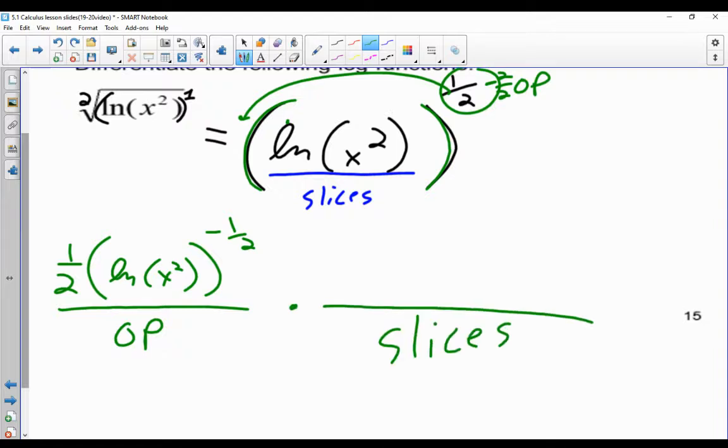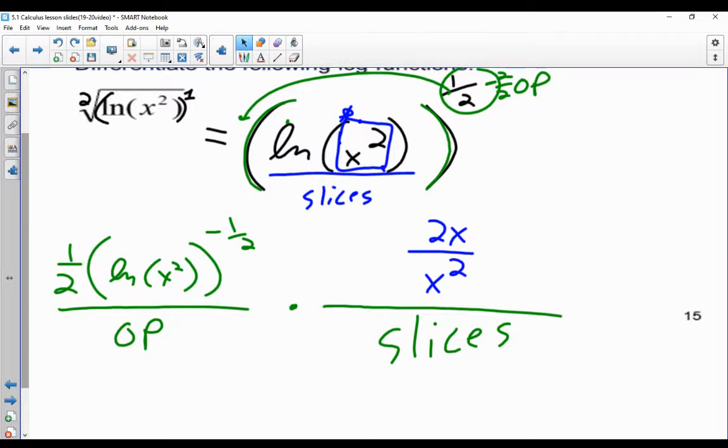Now we can derive the slices. For your slices, we need to derive natural log of x squared. And just like any natural log, focus on what's in the parentheses. So set up your fraction. On top, you'll derive x squared to get 2x. On bottom, you'll put the original, where the original is x squared.